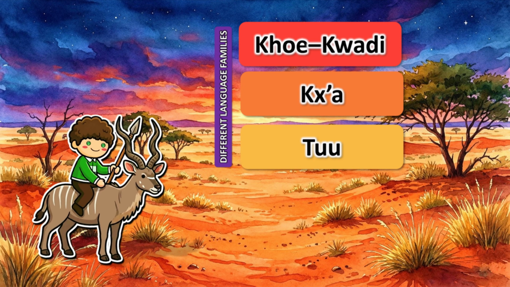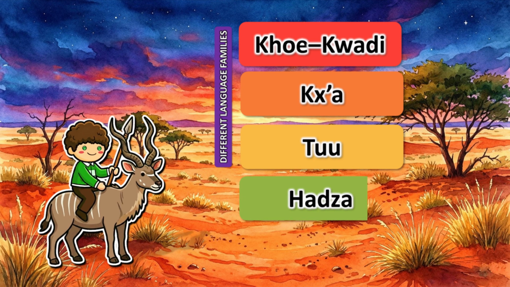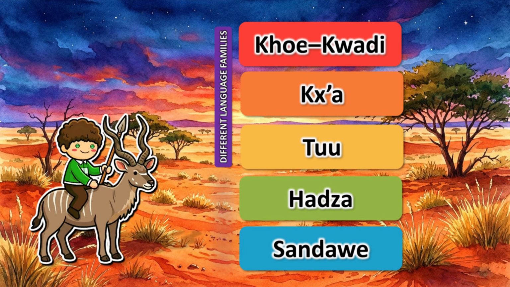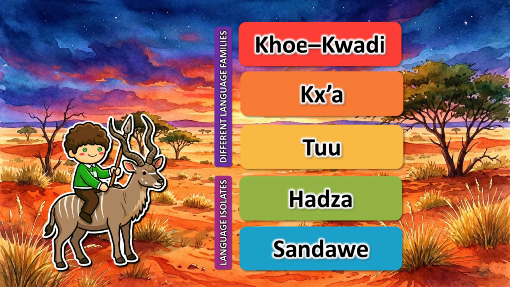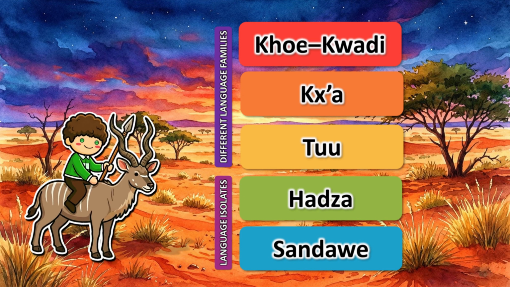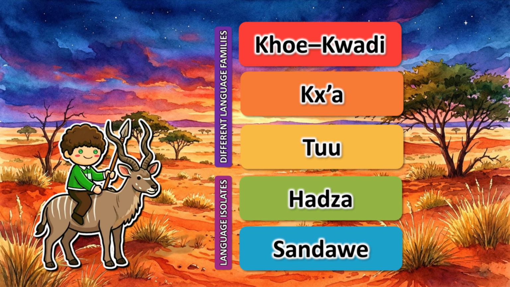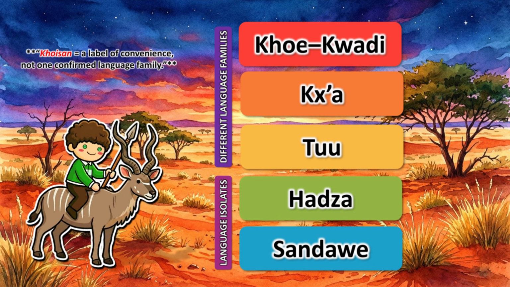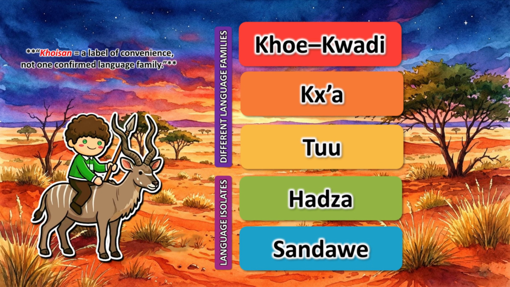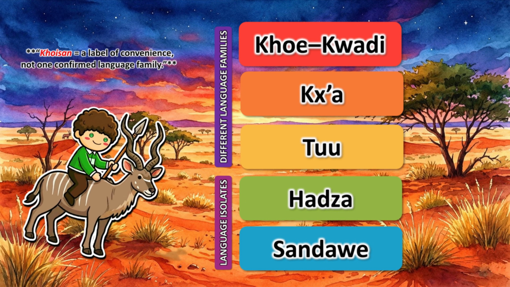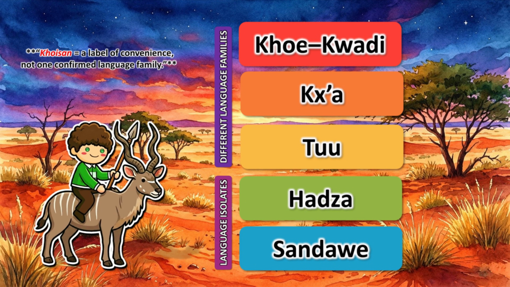There are also click languages in East Africa, especially Hadza and Sandawe. These are generally treated as language isolates, or at least not securely proven to belong to the Southern Khoisan families, meaning linguists haven't confirmed a clear family relationship the way they have for many other language groups.